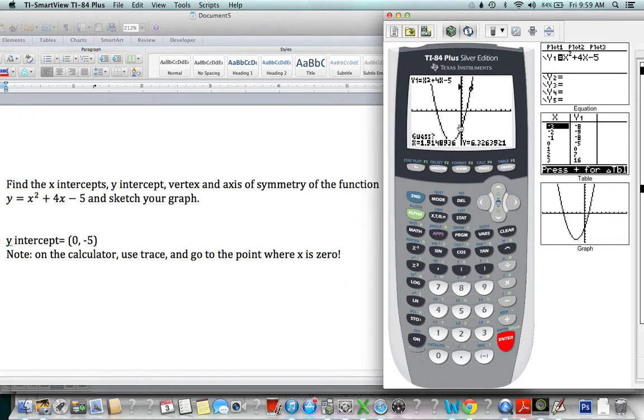Then it asks me to guess. So I want to go as close to that point as possible for my guess. We can get closer and then press enter.